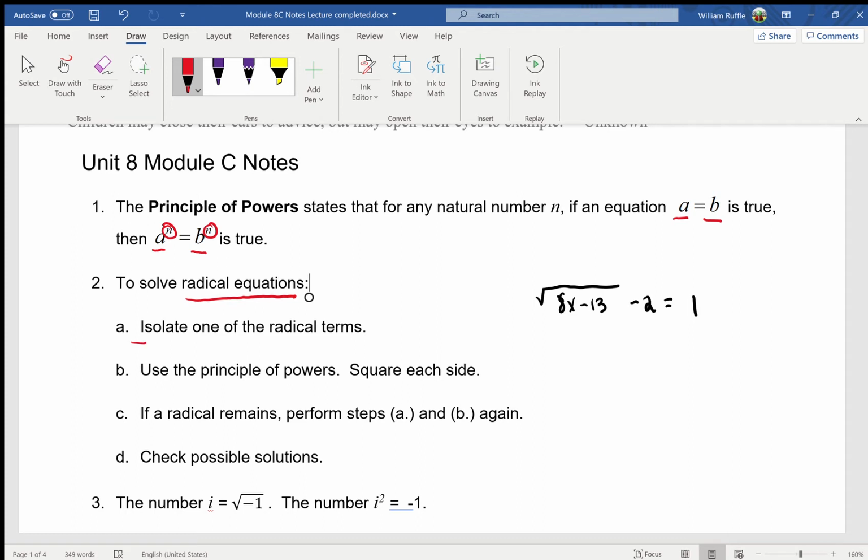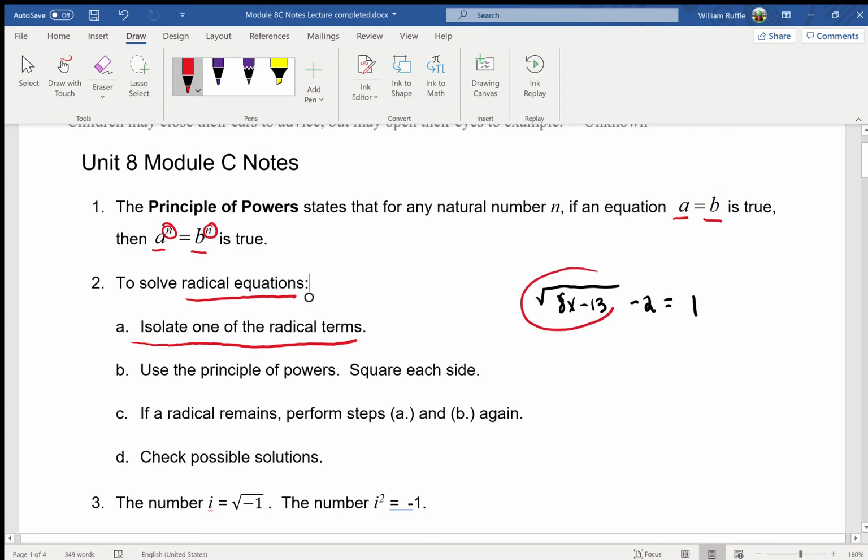So the first thing to do is isolate one of the radical terms. Now there is only one radical term in this, and I don't think we get into multiple ones like that, so we shouldn't have to worry about that. So if I want to get the square root here by itself, I have to add 2 to each side. So then it's the square root of 8x minus 13 equals 3.